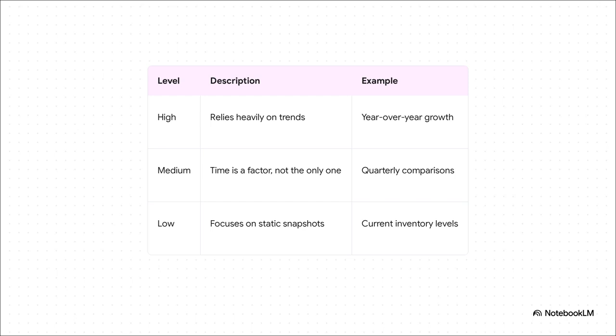Think year-over-year growth. But then you have someone with a low temporal need. They just need a static point-in-time snapshot. Like, what are our inventory levels right now? For them, what happened last year is almost totally irrelevant to the question they're trying to answer.